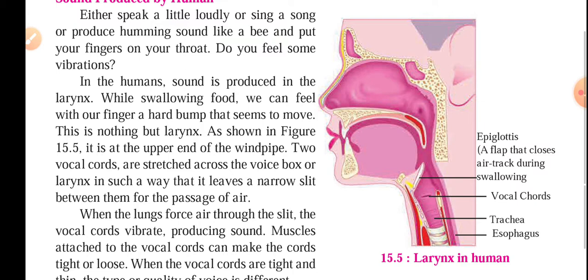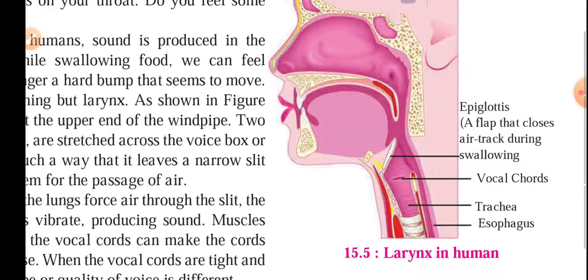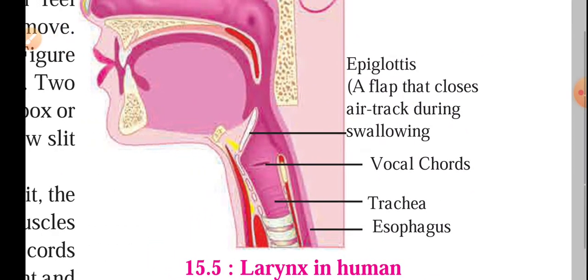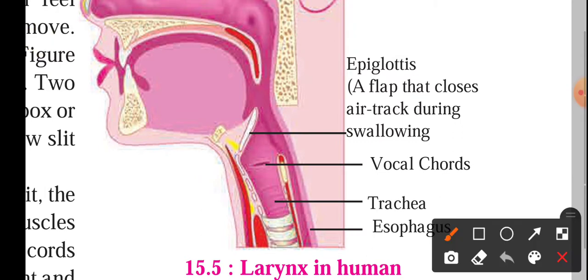A person can speak in different ways. A different sound can be produced by the person just by changing the pressure on the vocal cords. Now here they have shown this picture. In this picture what we have is a flap that closes the air track during swallowing. You can see there is a flap-like structure because we have two pipes. One is the esophagus, which is also known as the food pipe.